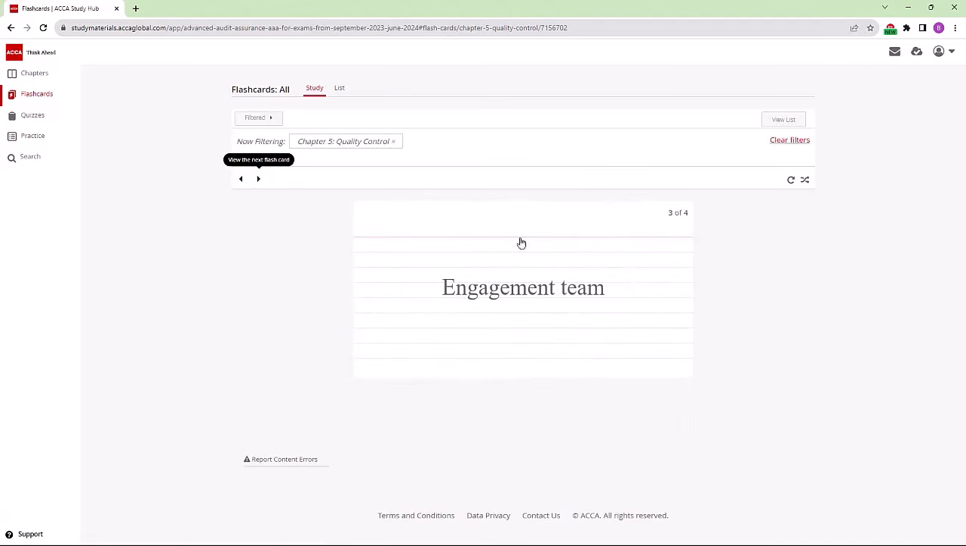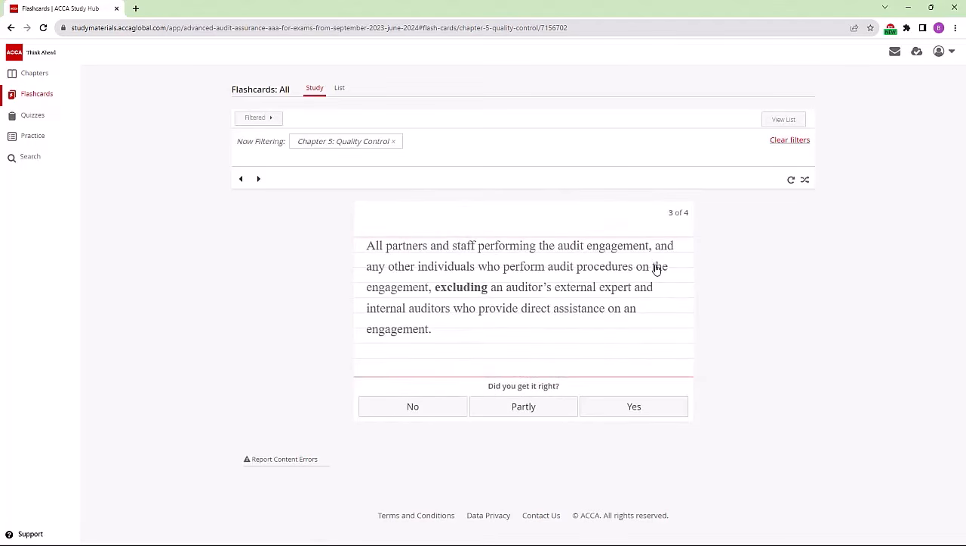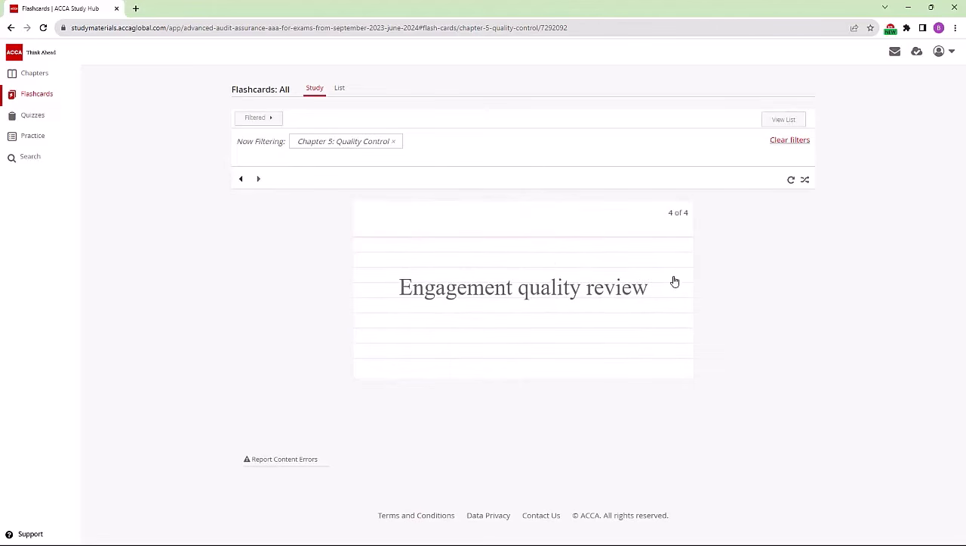Now, what have we got next? Flashcard 3. Oh, the engagement team. This one is less useful. It's talking about the people on the audit. Who does the audit? Well, it's the auditors. But the engagement team doesn't include anyone who is outside of the audit firm, like an external expert or the internal auditors.